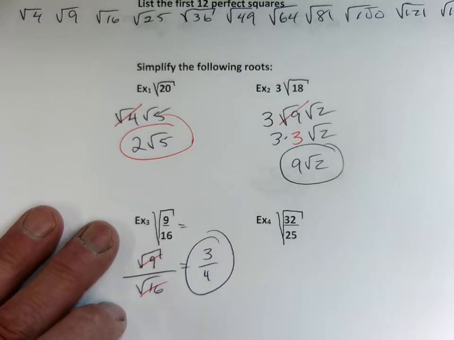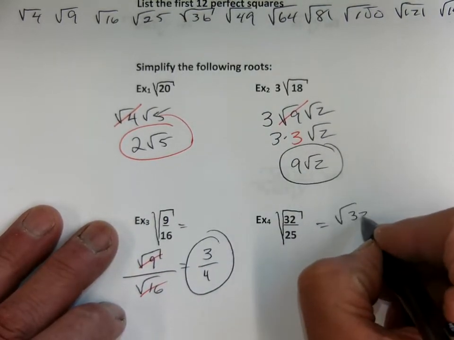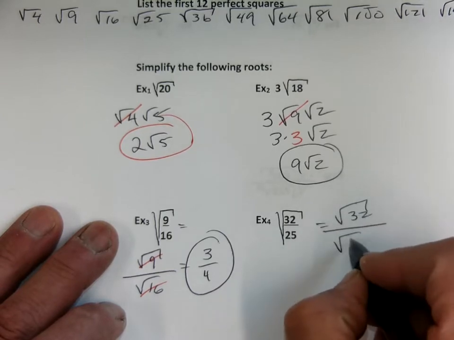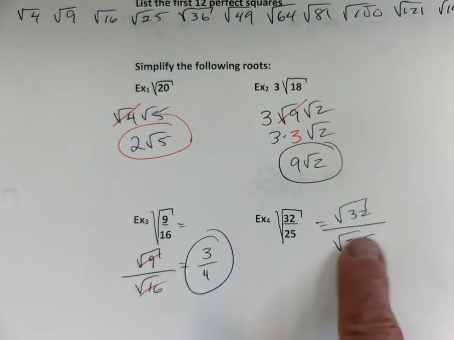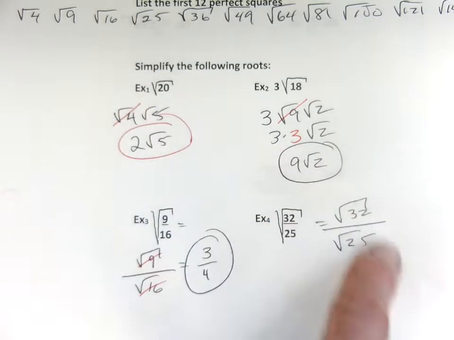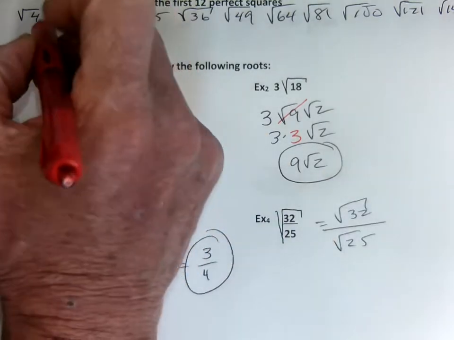Pretty good. Now, let's do the same thing on example 4. I'm going to write the square root of 32 over the square root of 25. I see something, and I hope you see something as well. Do you see something easy? The 25, right? Because the square root of 25 is 5. We could have written these down, I guess, if you don't know what the square roots are.